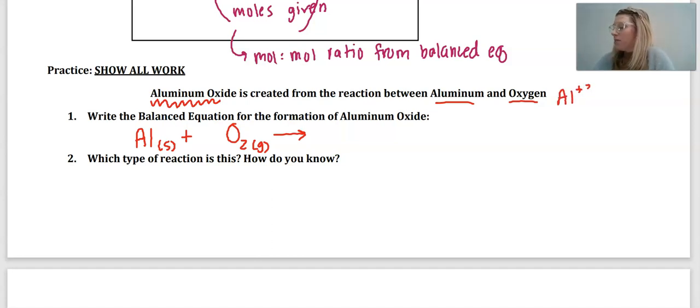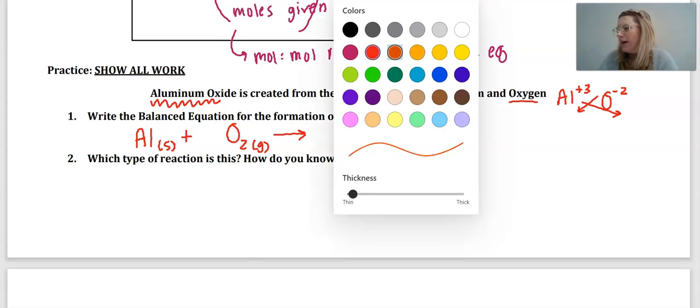So aluminum forms a +3 charge and oxygen forms a -2. So if we criss-cross, we get Al2O3. Okay, now this isn't balanced, so we do need to go through and balance this equation. So let's go ahead and do that.